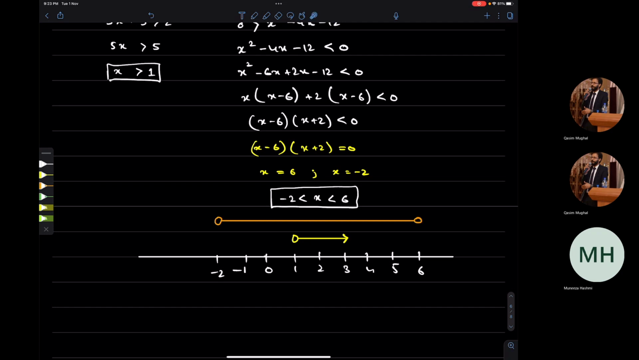Upon combining both of them together, I need to make sure that both of them are satisfied. So what do you think? What would be the solution? What would be the final answer in this case? This one is saying x should be greater than 1. This is saying x is greater than negative 2 and less than 6. Now I need to combine the two solutions together.